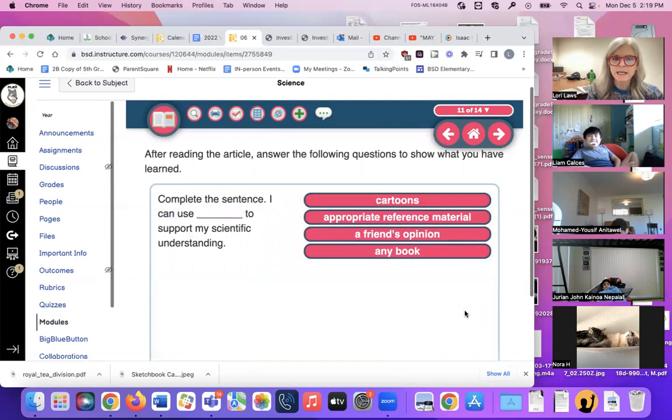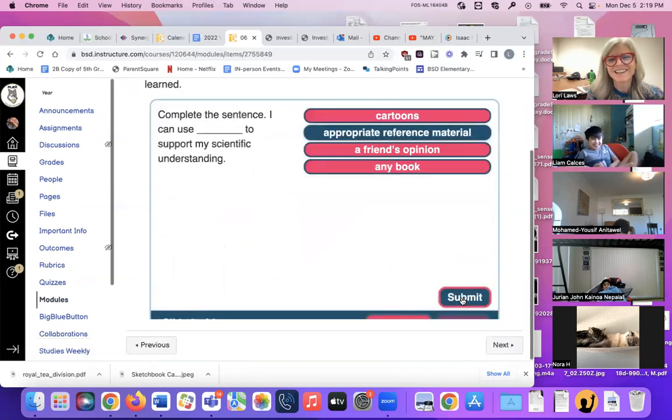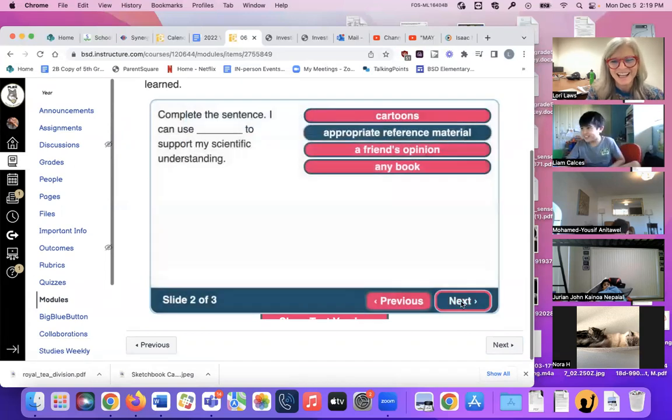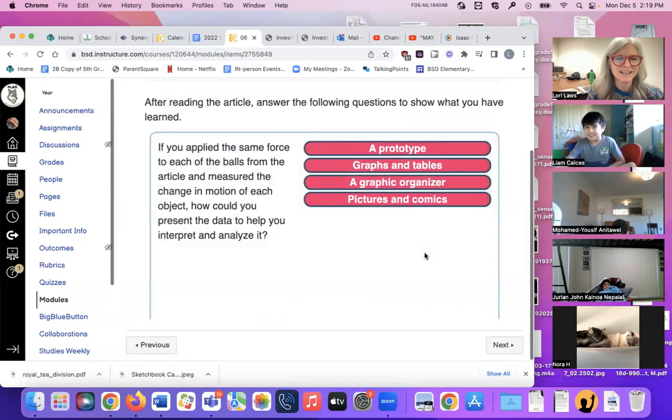Complete the sentence. I can use blank to support my scientific understanding. Any book, a friend's opinion, appropriate reference material, or cartoons. Obviously, cartoons. See what I mean about this lesson being pretty easy.